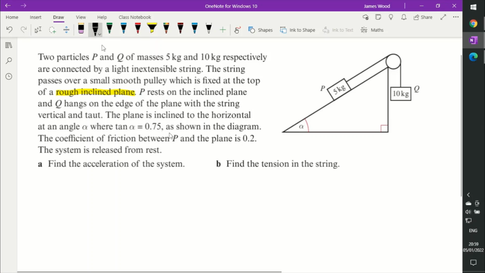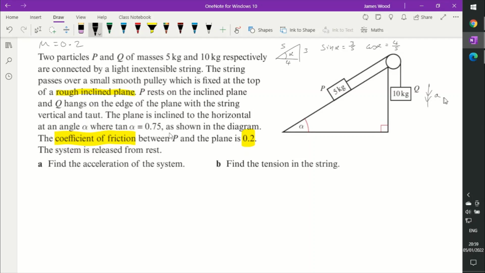Okay, tan alpha is 0.75, or tan alpha is 3/4. We've dealt with that lots of times. So tan, opposite over adjacent, is 3/4, so that means that's 5. Sine alpha is then opposite over hypotenuse, and cos alpha is adjacent over hypotenuse. The coefficient of friction is 0.2. So let's write that somewhere. Let's just write mu equals 0.2. And we've got to find the acceleration of the system.